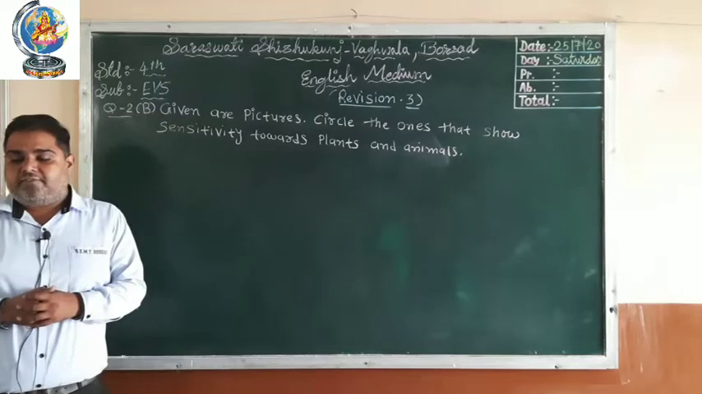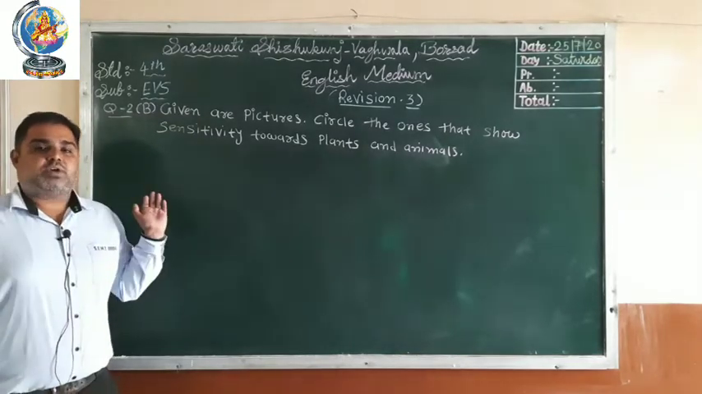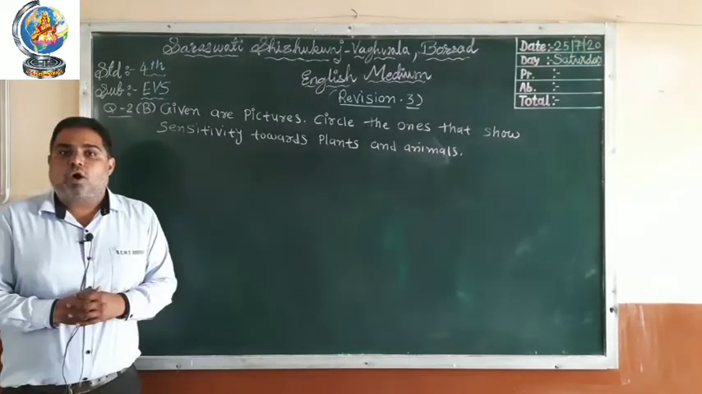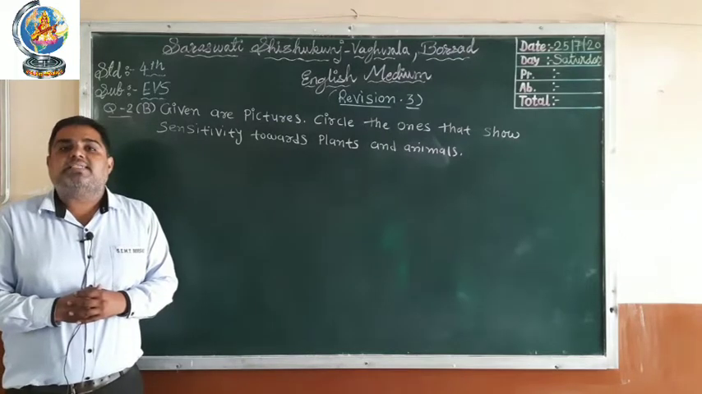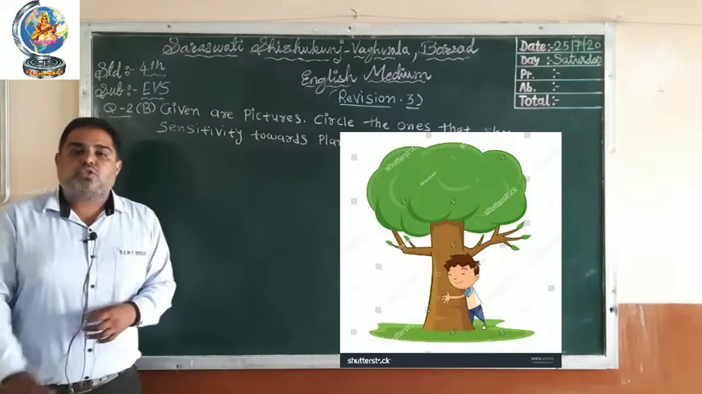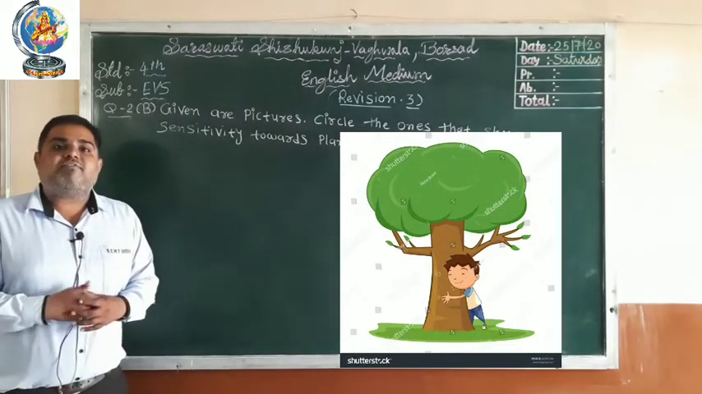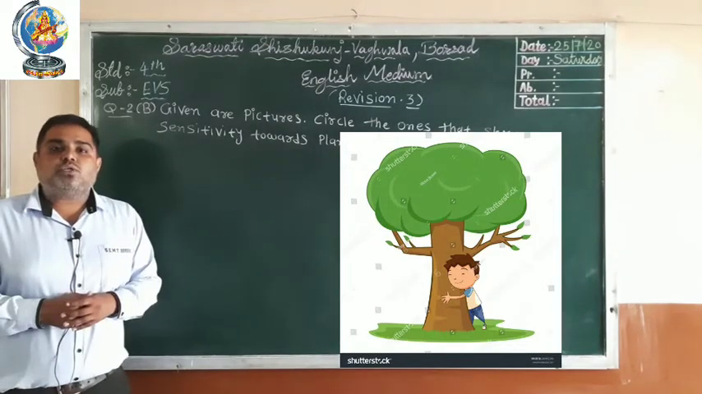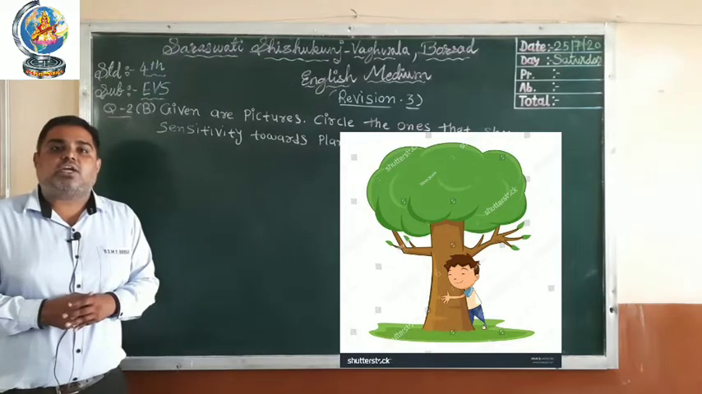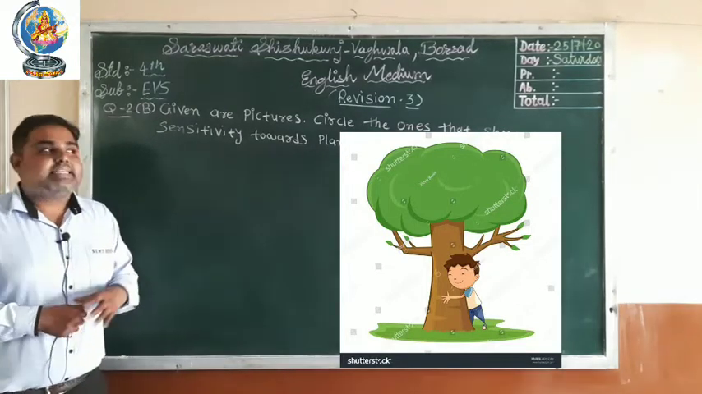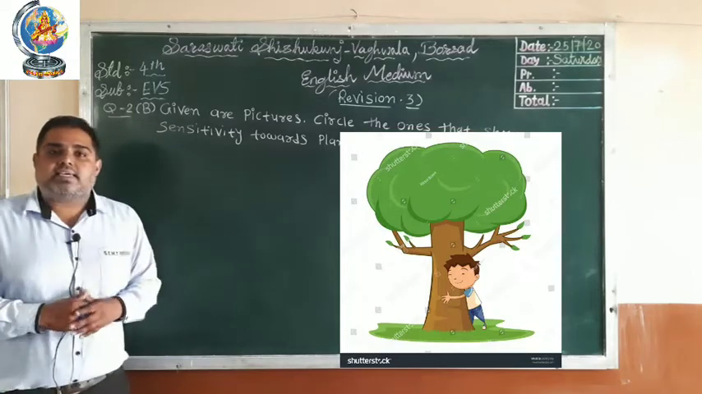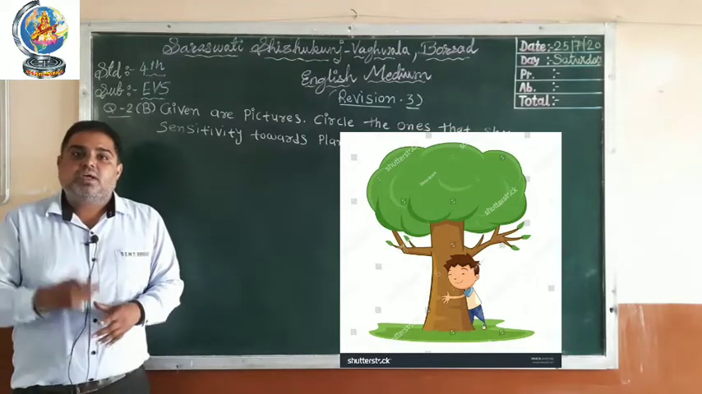So students, the first picture is, you can see one boy who is hugging a tree. So students, here it shows the love of nature. It also shows sensitivity towards a tree. That is why you have to circle this picture.